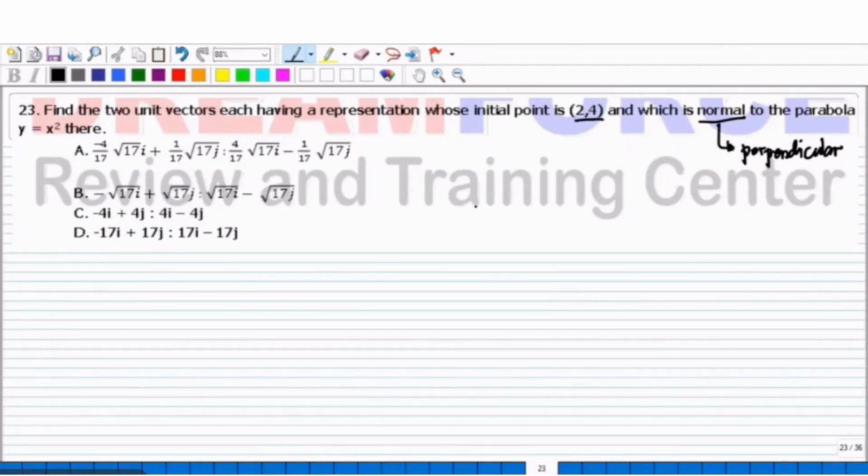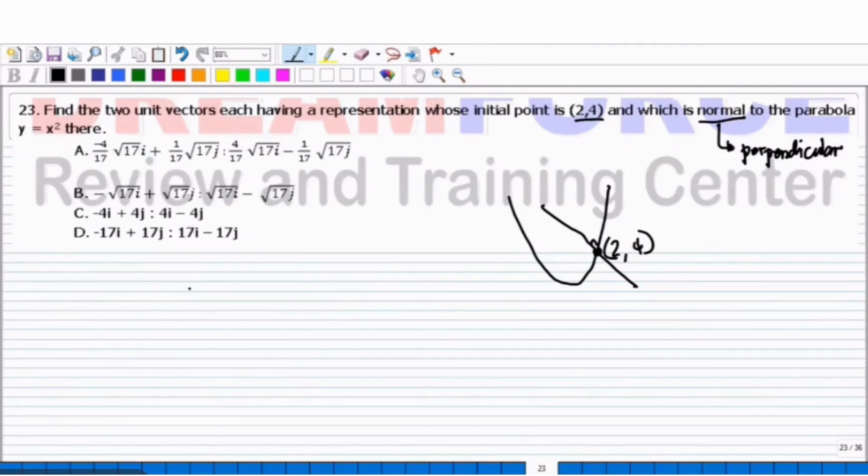Okay, so i-visualize lang natin. Okay, so if this is the parabola, okay, so ito po yung 2, 4 natin. Okay, so yung line na hanapin natin is that dapat perpendicular dun sa ating parabola. Normal to the parabola. So, ang una lang gagawin natin dito is to get the slope lang. Okay, so let's get the slope.